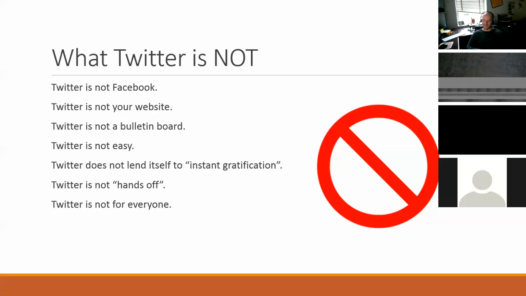My best advice to you on that is just do it. Just throw it out there and see what happens. You're never going to know if something's going to work or if a tweet's going to spark somebody to retweet you or engage with you directly until you throw it out there. Twitter doesn't lend itself to instant gratification.